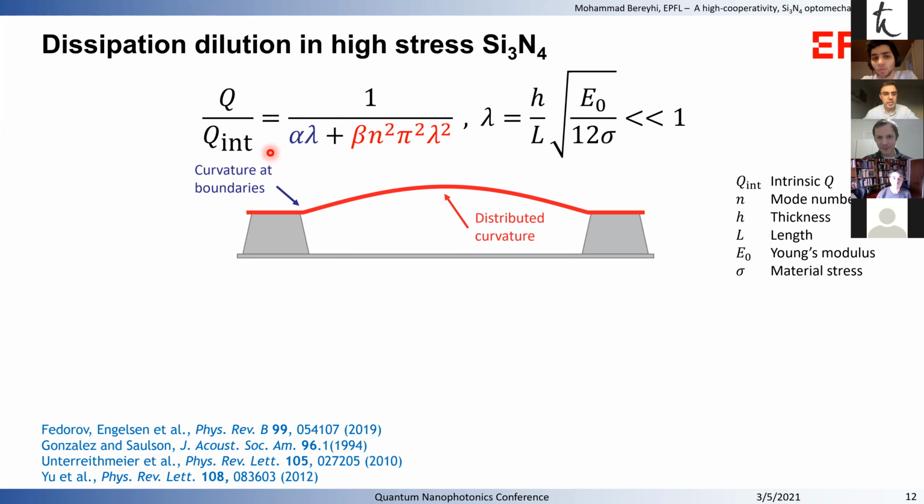And therefore, you immediately grasp that this lambda parameter is what rules the dissipation dilution at first, which comes from the curvature of the mode at the boundaries. And by that, I mean, because the mode, as it reaches the clamping point, both the displacement and its derivative have to go to 0. And this leads to this lambda term, proportional to lambda, therefore the first source of loss. And the second term in red corresponds to the distributed curvature of the mode itself, which increases as you go higher in mode number.